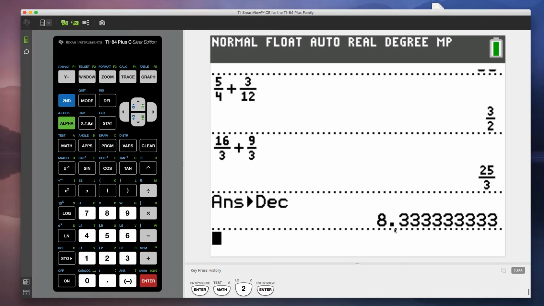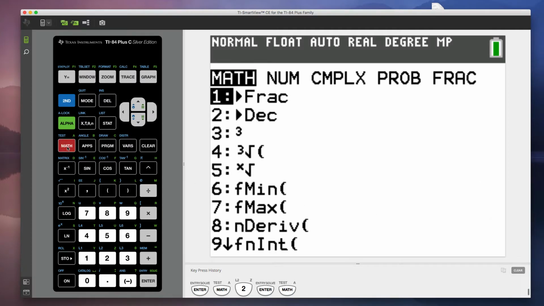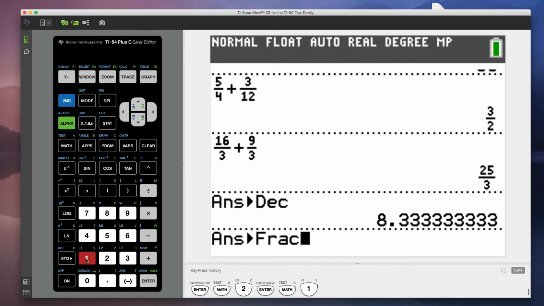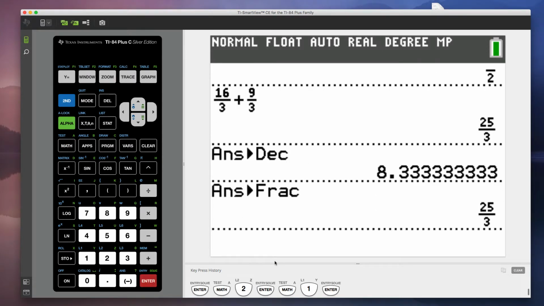And that'll give you the number as a decimal. And in reverse, same thing. If you do a problem and this is the answer you get, and you need it in fraction form, go right back to math. Instead of 2 decimal, you're going to hit 1 fraction. 1. Enter. And it takes it into a fraction form.